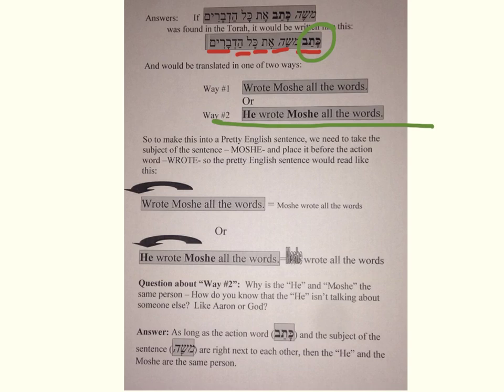Now we have the job of identifying what the subject is of the sentence. So we know that a subject is always a noun, and when we see this sentence, we have 2 nouns, right? We have Moshe and words. So when we ask ourselves, is the sentence more about Moshe or words, we see that Moshe is the subject because Moshe is the one that did the writing. So we take the subject and we put it in front of the verb, and we get Moshe wrote all the words.